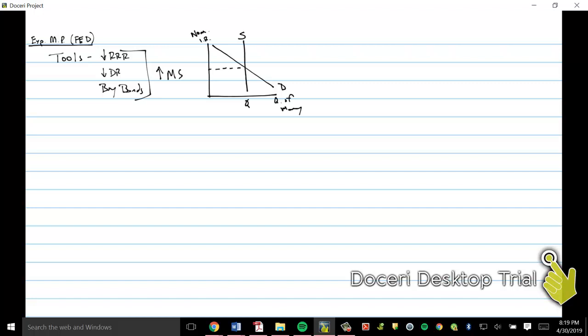So expansionary monetary policy, we buy bonds, bigger bucks. The supply curve shifts to the right. More money, more money. And you see here that expansionary monetary policy causes a decrease in the interest rate. Questions so far? All right.